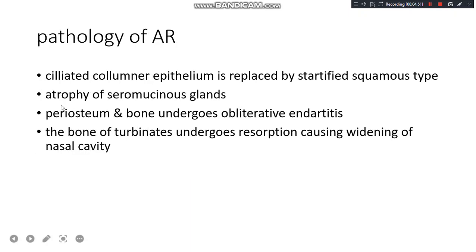atrophic rhinitis. Come to the pathology. Now what happens? Your ciliated columnar epithelium is replaced by stratified squamous type. Now there will be atrophy of seromucinous glands. The periosteum and bone will go into obliterative endarteritis, and the bone of the turbinates undergoes resorption. And that is the reason why your nasal cavity becomes roomy and wide.